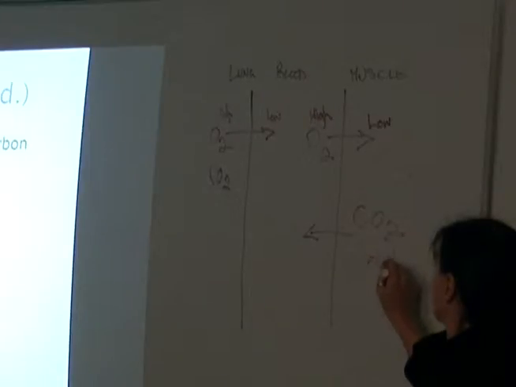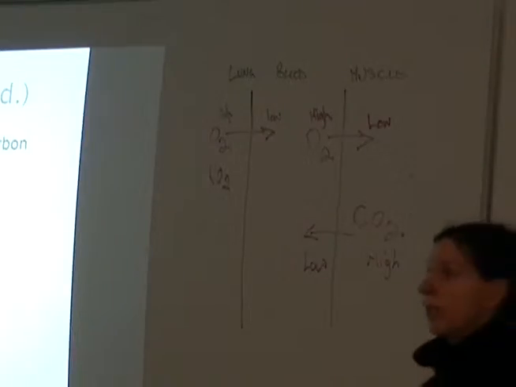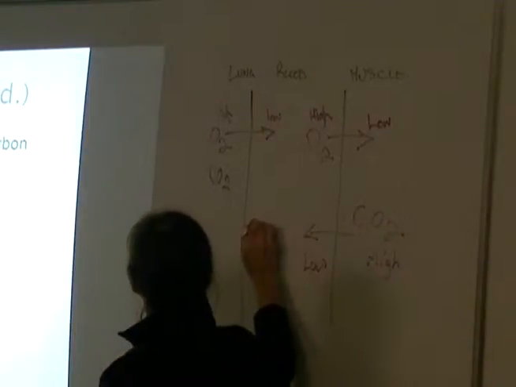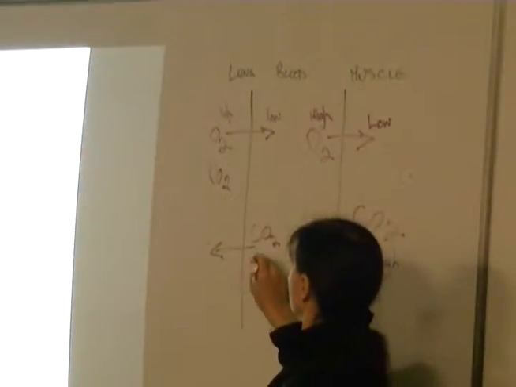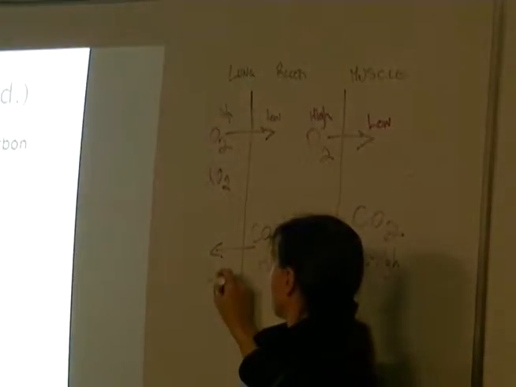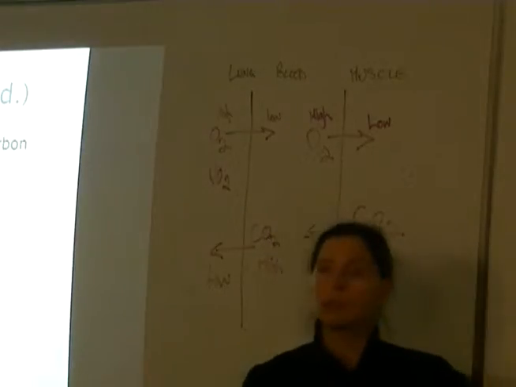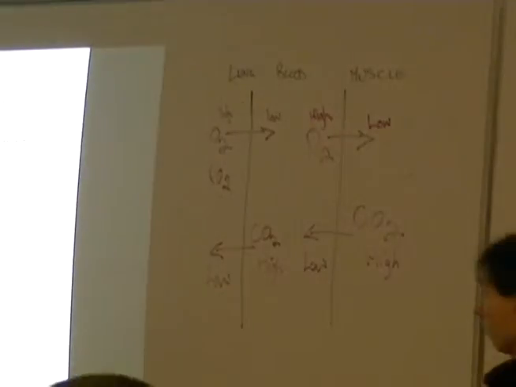High pressure, low partial pressure, and it's going to get carried in the bloodstream around to the lungs, and then I want to dump it into the lungs so I can breathe it out. Partial pressure of carbon dioxide in the bloodstream is higher than it is in the lungs, and so it can move out and I can breathe out. So that's really all this is doing.